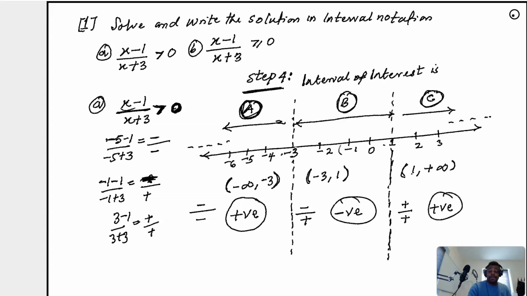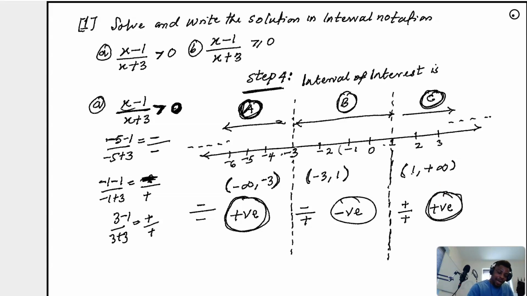Now, remember the question says greater than 0, and that is rule 1. Rule 1 simply means when the quotient is greater than 0, it is positive. Rule 1 says P divided by Q greater than 0. It simply means the quotient has to be positive. So which parts give us positive here? Part A is positive, and part C is positive.